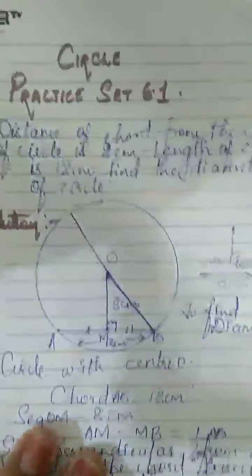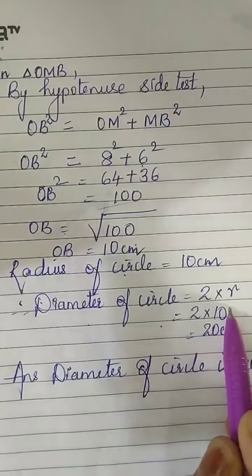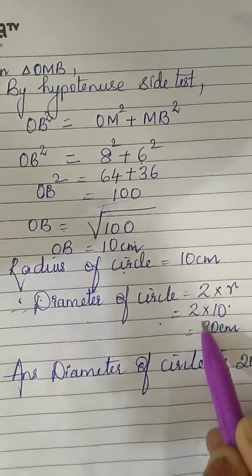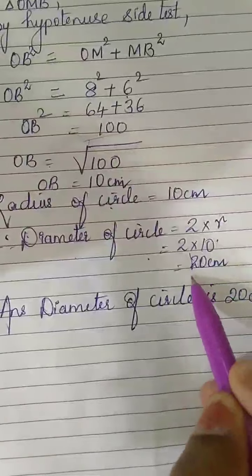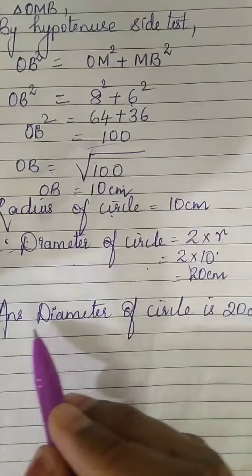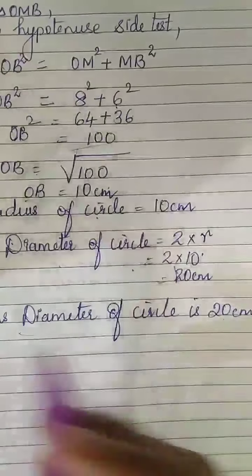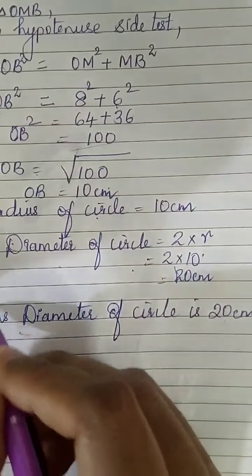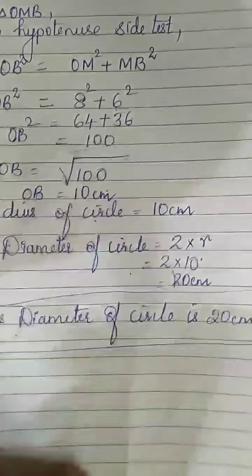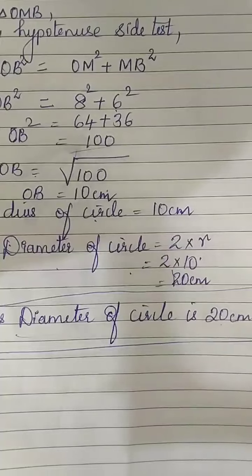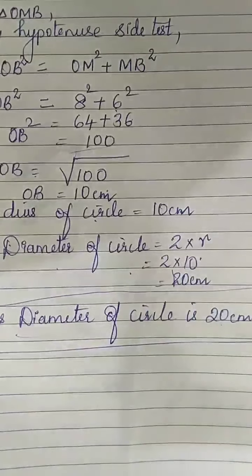Diameter of circle will be 2 times radius. So you got 2 into 10, which is equal to 20 centimeter. Write the final answer: diameter of circle is 20 centimeter, and highlight your answer. Okay, so very easy sum. Let's move on to the second question.